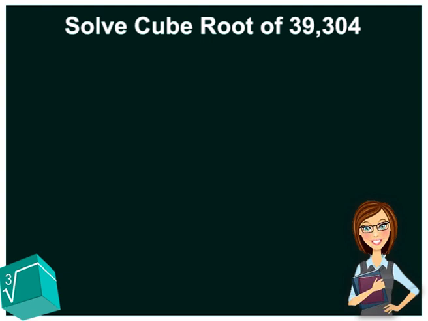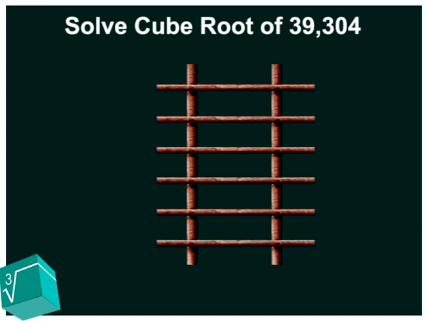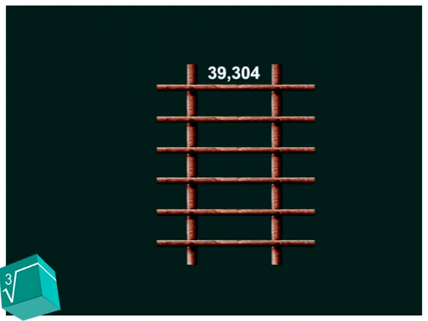Let us take one more example and find the cube root of 39,304. First of all, we set up our ladder and write 39,304 at the top of the ladder. We need to find the smallest prime number that exactly divides 39,304. As we observe, 2 is the smallest prime number that exactly divides the given number to give 19,652. Write 19,652 on the next bottom step and 2 on the left.